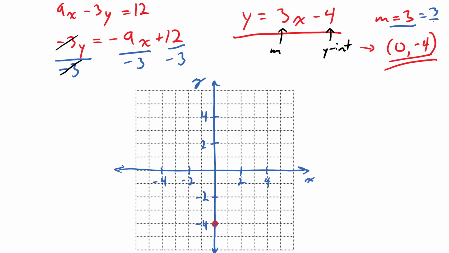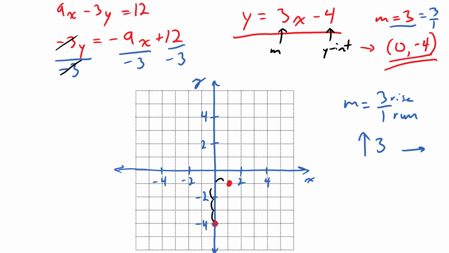To find the next point, I will then use my slope. Remember, this is 3 over 1. So slope is 3 over 1, 3 rise, 1 run. So I go up 3 every time I move right 1. So I go up 3, 1, 2, 3. I move over 1 right here.